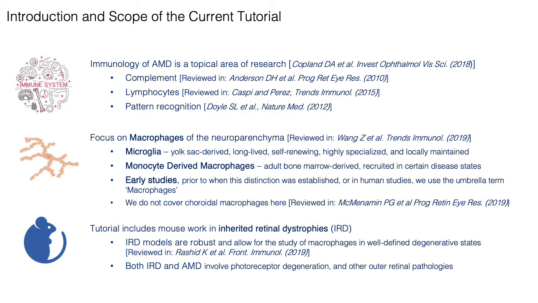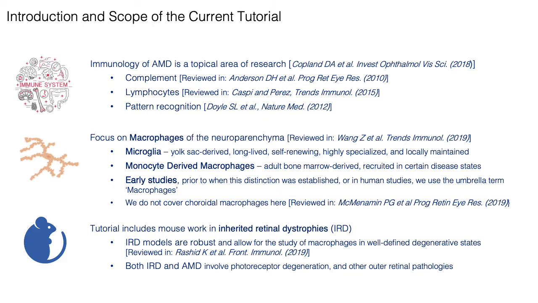Now, this is a topical area of research, but it's also quite broad. It involves complement factors, as well as adaptive immune responses, and of course, other innate immune responses such as pattern recognition receptors, as cited here in the first set of bullet points. Our focus today, in this tutorial, will be on macrophages, specifically of the neuroparenchyma.